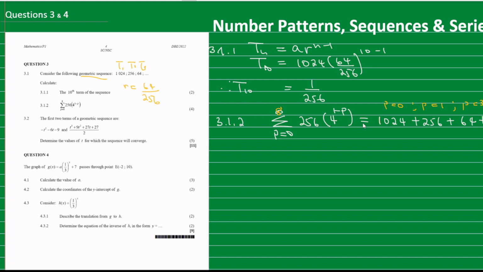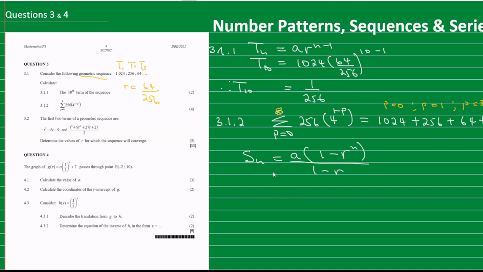So when we have created our series, this is the sum. There are many terms that we are going to add here from 0 to 8. So we can use the sum of a geometric sequence. In this case, we'll use the S_n formula for a geometric sequence. The sum of a geometric sequence is a times 1 minus r to the power n, over 1 minus r.